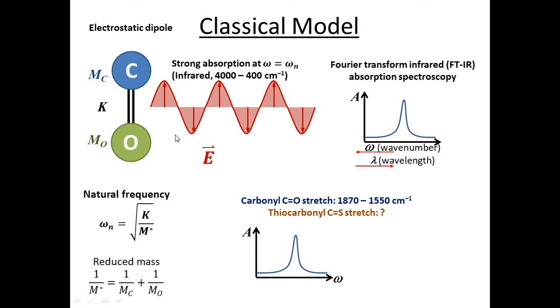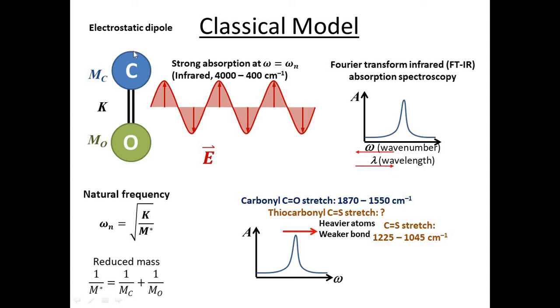Well, two things. One is that the sulfur is a heavier atom, and two is that the carbon-sulfur bond is a weaker bond. So both of those conspire to lower the natural frequency. So the first thing that happens is that the natural frequency of the thiocarbonyl bond is going to drop down to about 1200 wave number.